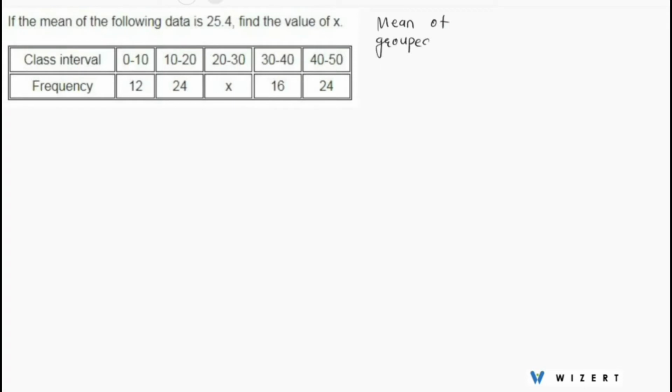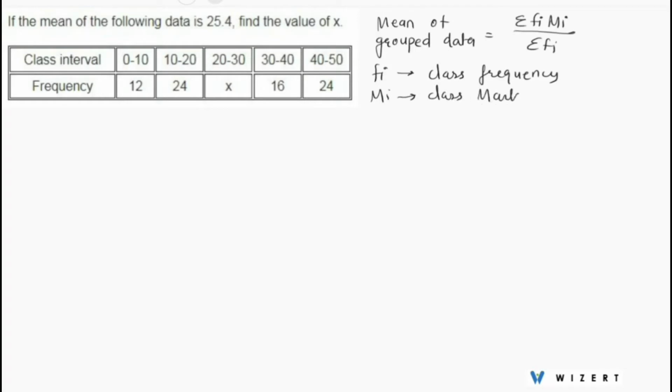grouped data is given by summation of fi mi divided by summation of fi, where fi is class frequency and mi is class mark. So to find the mean, we first need class mark of each class. So let me write mi here in the table.